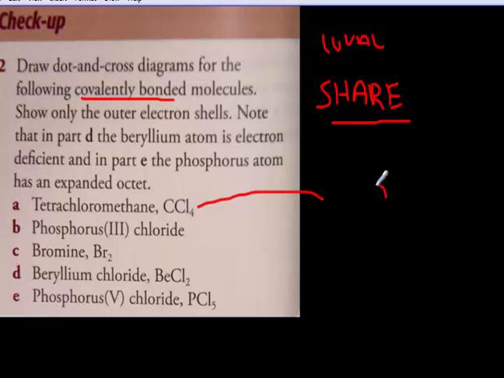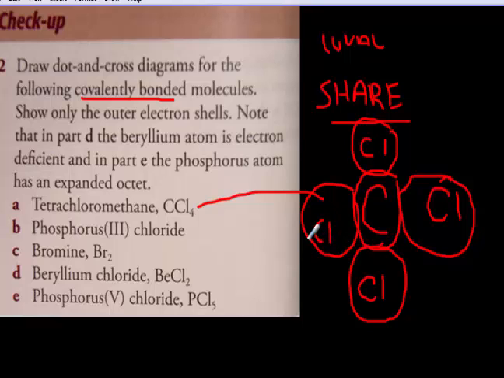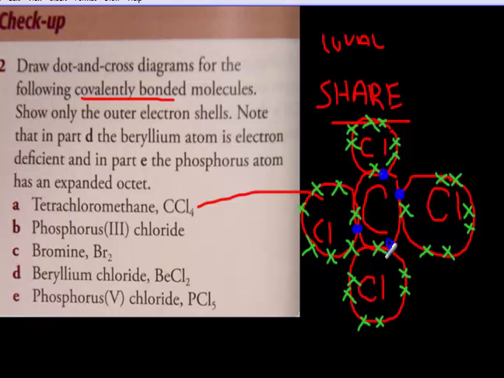tetrachloromethane, CCl4. We have carbon, and we have 4 chlorines, and I'm just going to put the chlorines all around the carbon here. We know chlorine is a group 7A element, so I'm just going to put 7. Now that I have all of these drawn out, we can see that at each of these bonding sites, and around each element, you can count up 8 electrons associated with each one. So they've all fulfilled their octet.